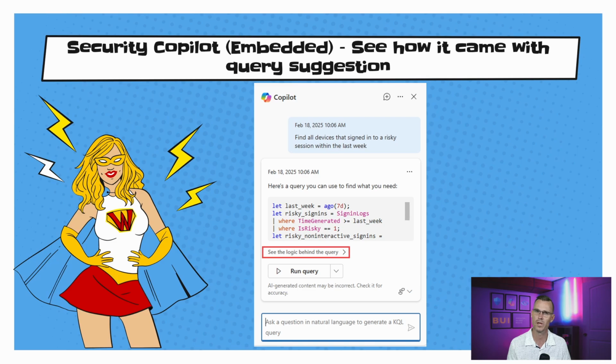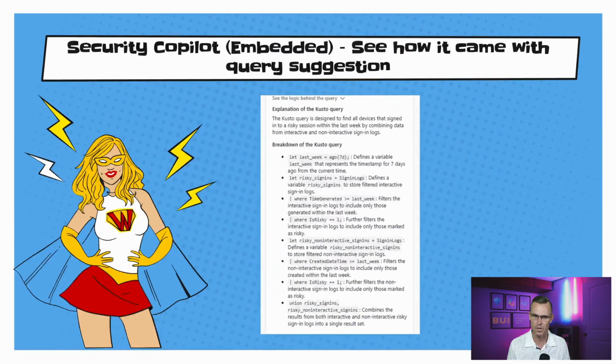But if you're more inquisitive and trying to understand that KQL that was presented, Microsoft's now got this little thing that says, see the logic behind the query. And if you click on that, it gives you a reason behind the query, but also breaks down the query, explaining exactly what each item or line in the query is for, right? So great, we can start learning from these things.